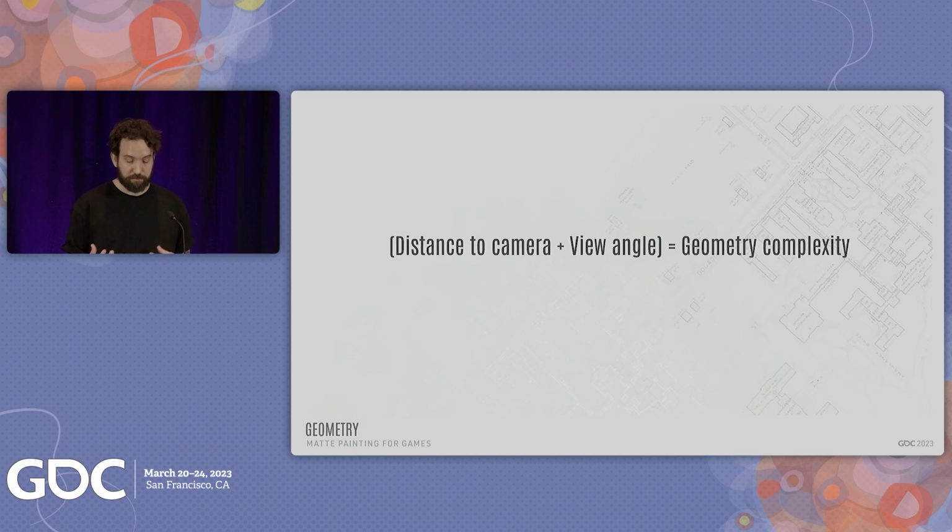So this is a little formula I use. Just keep it in the back of your head if you're going to do a matte painting. The distance to the camera and the view angle. For example, if you're going to view the matte painting from the start of the level and the end of the level, you have like a 90-degree change of angle of view. That kind of dictates the complexity of your geometry that you're going to create.